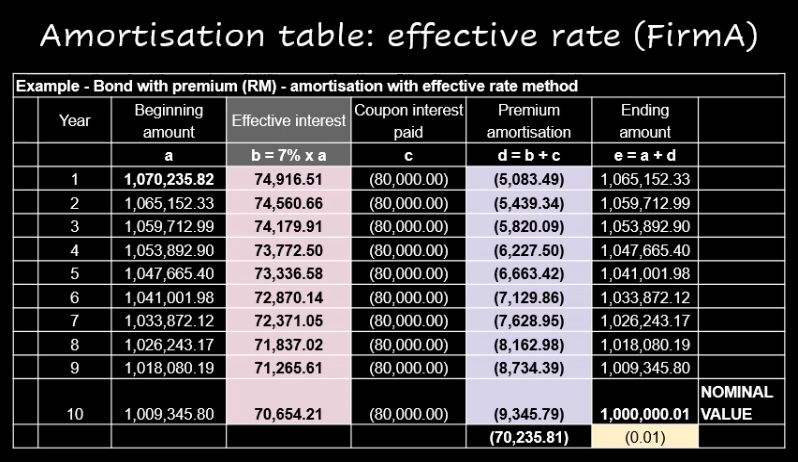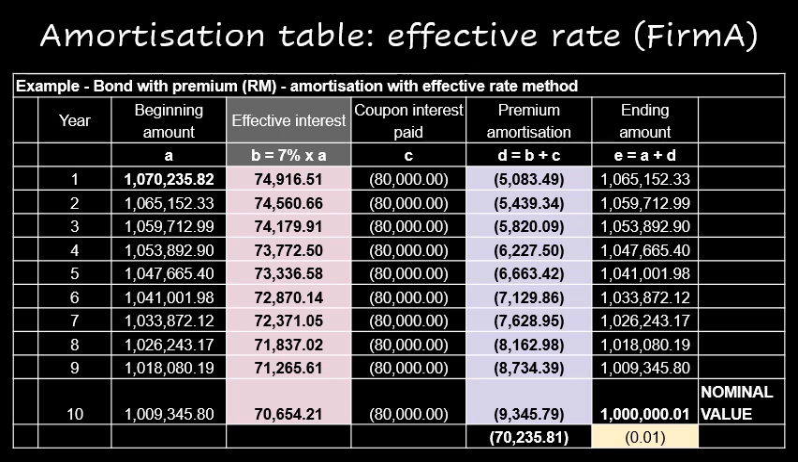So for this table, we can see that the beginning amount is at 1,070,235 ringgit 82 cent, which is at premium. What we want is the value to return to its nominal value at the end of the period. And from this table, we have achieved that.